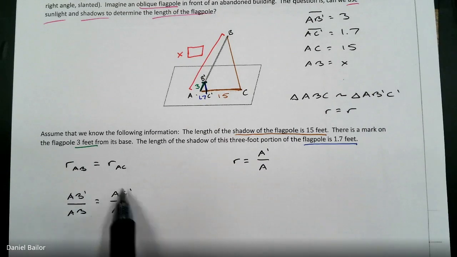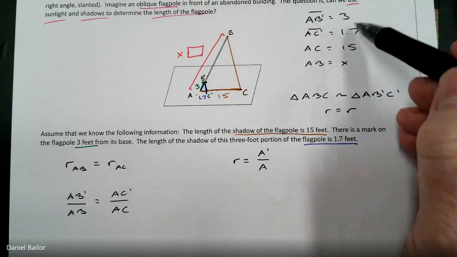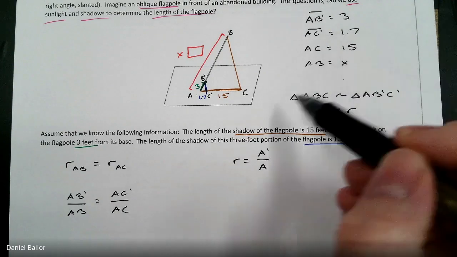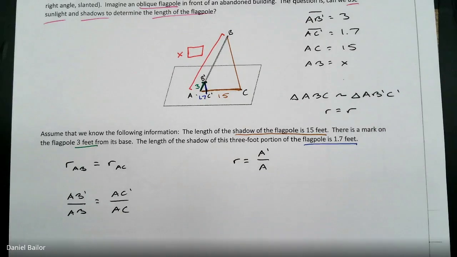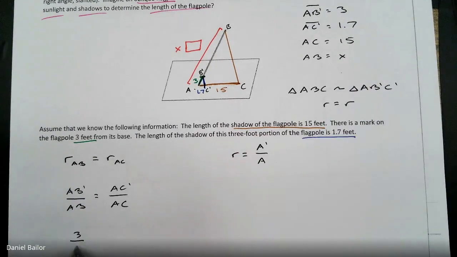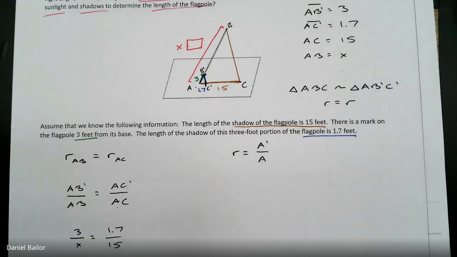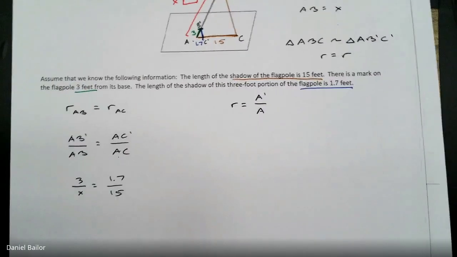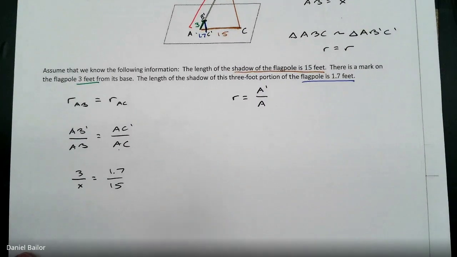Now we have a list of our measurements right here, and you can see them on the diagram. So we're going to substitute. AB prime is 3. AB is the missing one, X. AC prime is 1.7. AC, the original, the shadow, is 15. Now we have our equation all filled in. We just need to solve it and find out what X is.